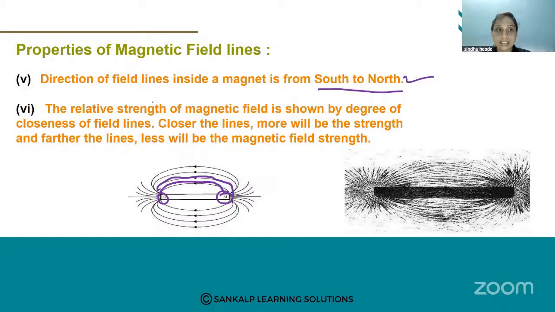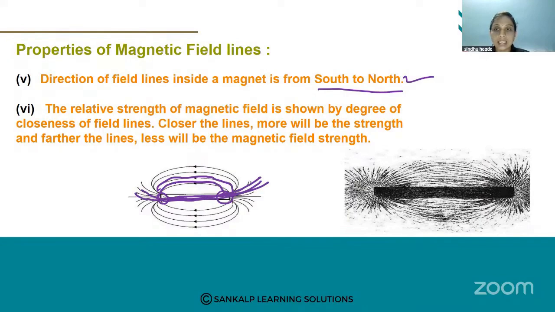These all show the magnetic field lines generated outside the magnet. Here they consider the direction of the magnetic field lines inside the magnet. See, inside it is always from south to north. It is always from south to north.